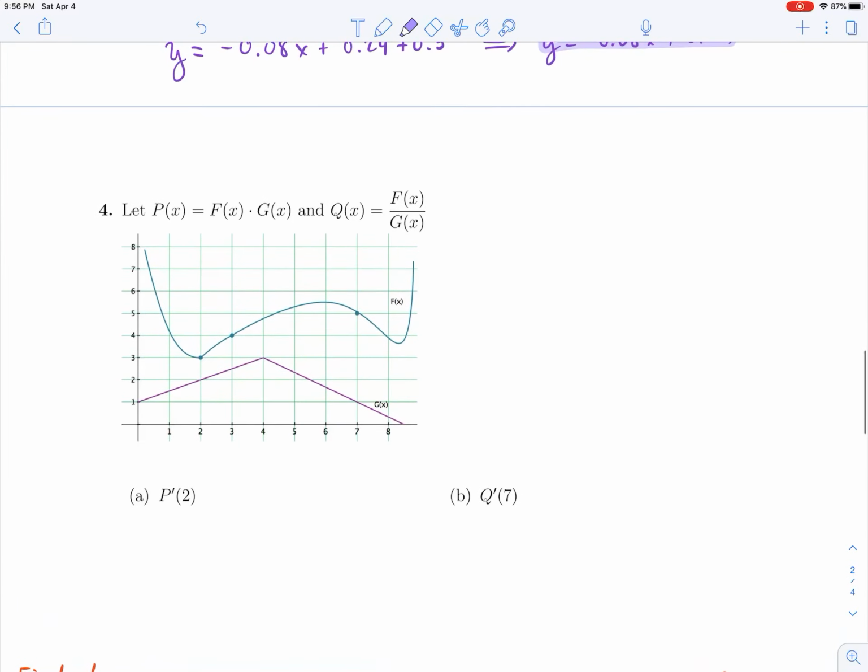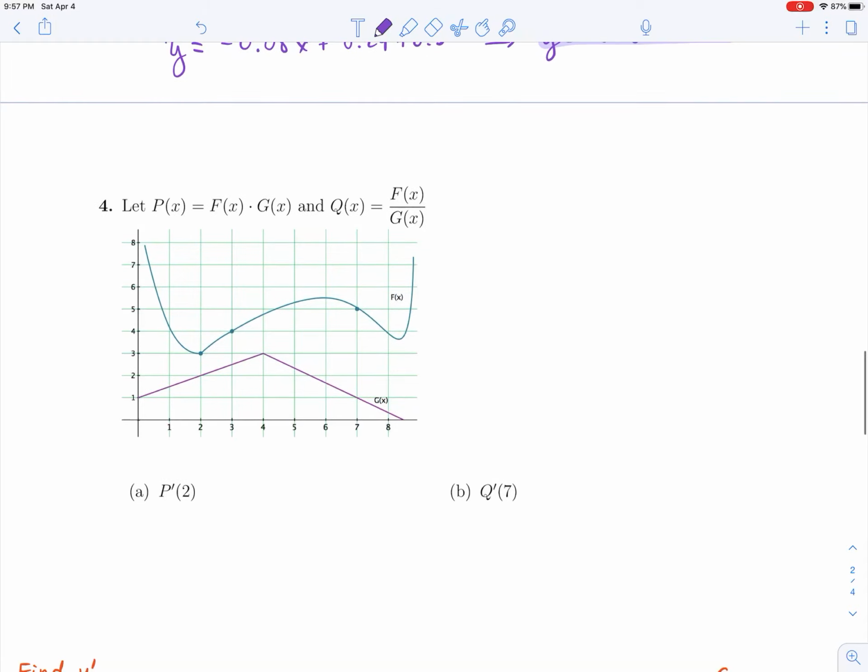The next section is, given that P of x is the product of f and g, and Q of x is the quotient of f and g, then we're being asked to find these two things. So P prime at 2. So P prime at 2 is going to be, from the product rule, if this is our product, then we're going to have f times g prime plus f prime times g. And evaluated at 2 means we're evaluating each of these at 2.